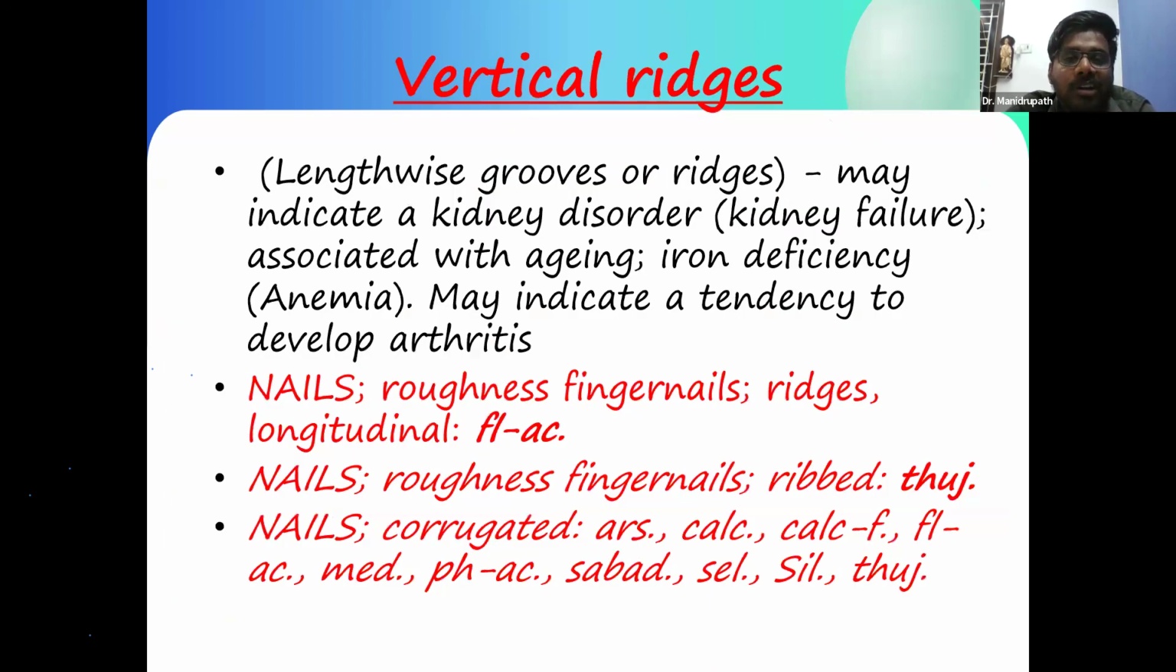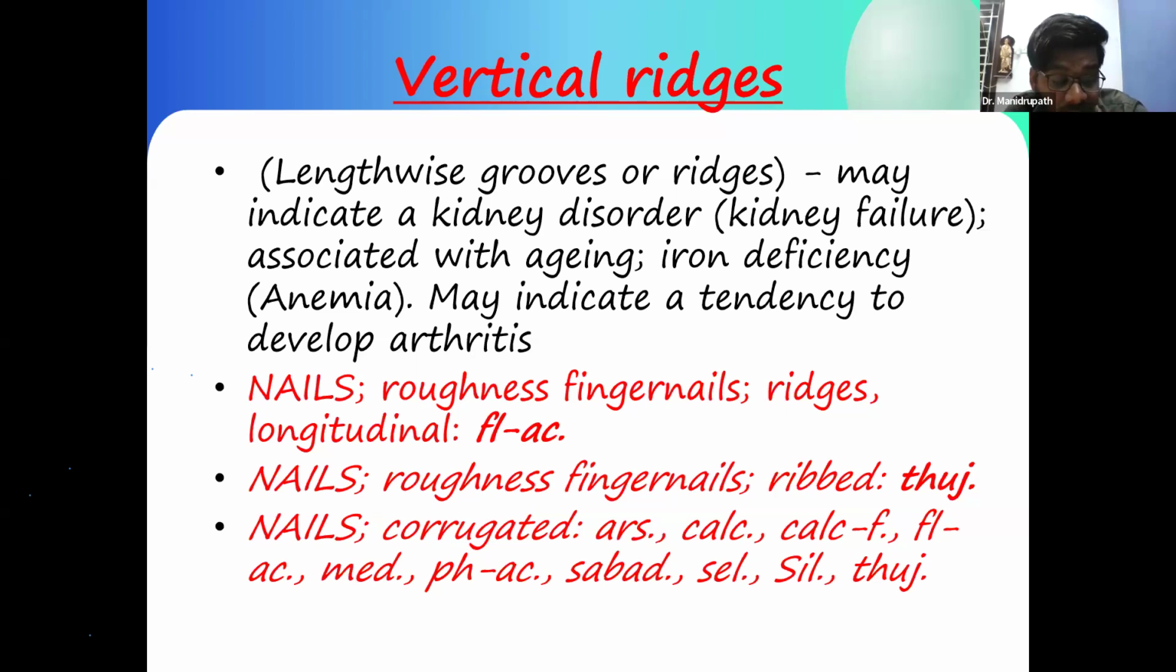Next, coming to vertical ridges. Lengthwise grooves or ridges may indicate a kidney disorder, that is kidney failure, associated with anemia or iron deficiency. Vertical ridges in the nails may also indicate a tendency to develop arthritis. Beautiful. This is a beautiful understanding of each remedy and observation.